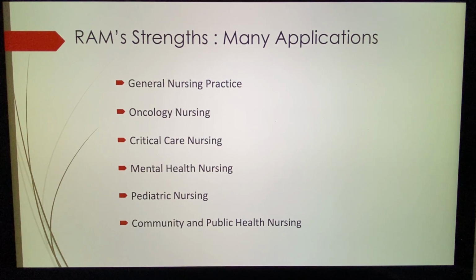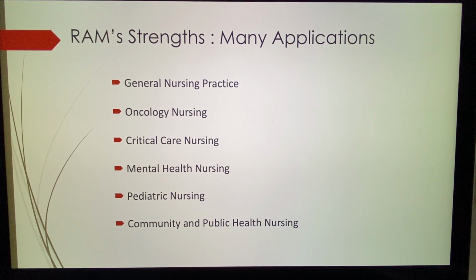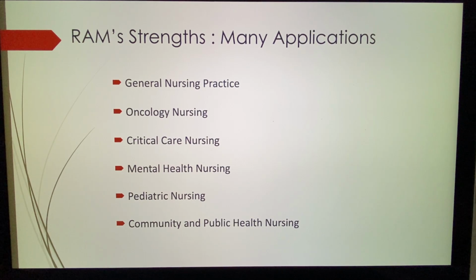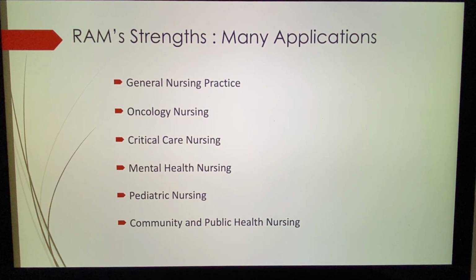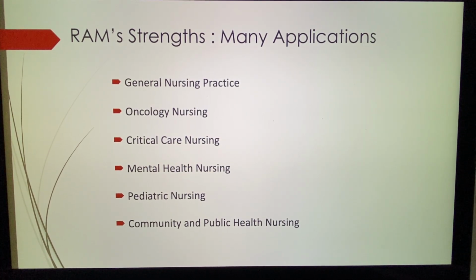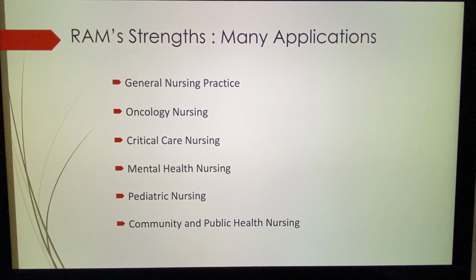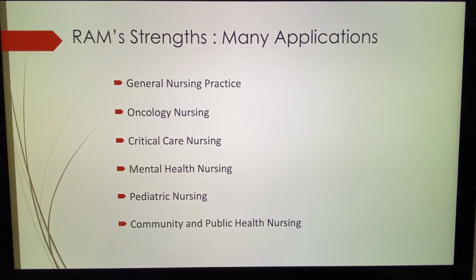Due to RAM's strengths, this model has many applications. There's broad applications across many specialties. For example, there's general nursing practice, oncology nursing, critical care nursing, mental health nursing, pediatric nursing, community and public health nursing. They all benefit from assessing how the patient interacts with the environment and or stimuli, and seeing how the patient is able to adapt.